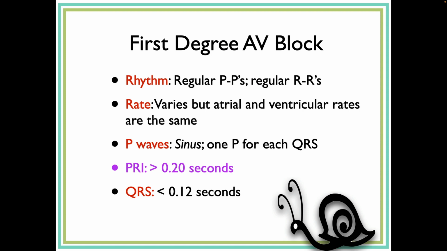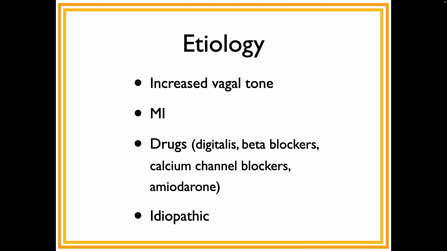But the important thing, and you'll see why it's important when we start talking about the other AV blocks, is that the atrial and the ventricular rates are exactly the same, because the ventricular rate is still being controlled by what's happening in the sinus node, because every impulse gets through. The P waves are upright sinus P waves, 1 P for each QRS, 1 QRS for each P. PR interval is prolonged, and unless there's an IVCD, the QRS is less than 0.12 seconds. I'll let you read that.